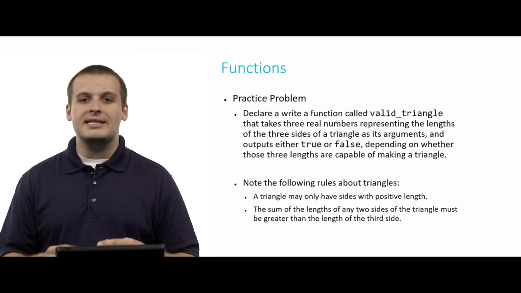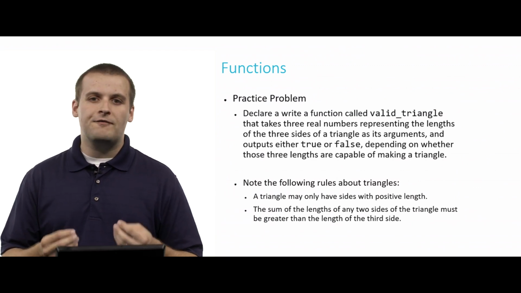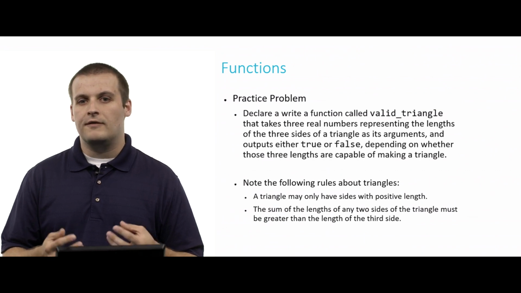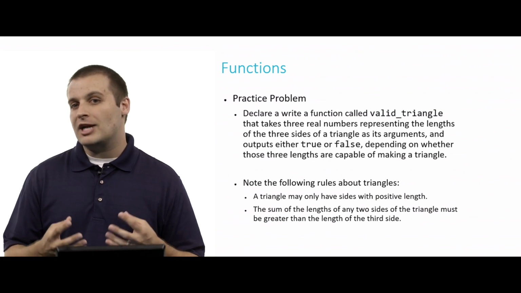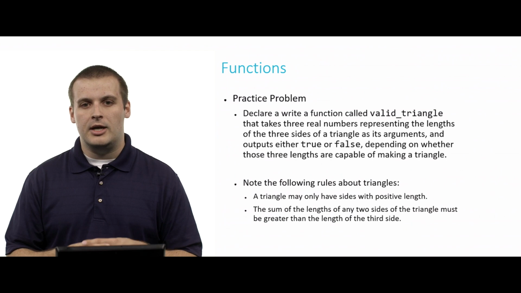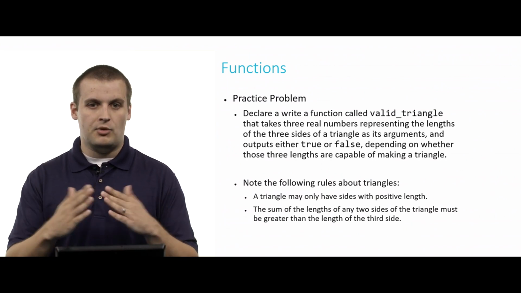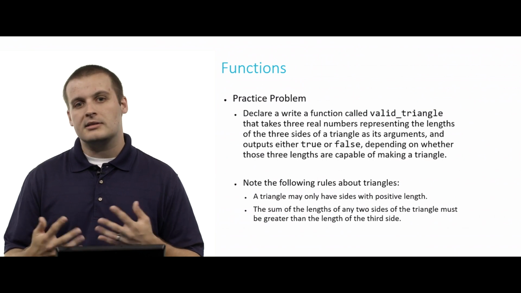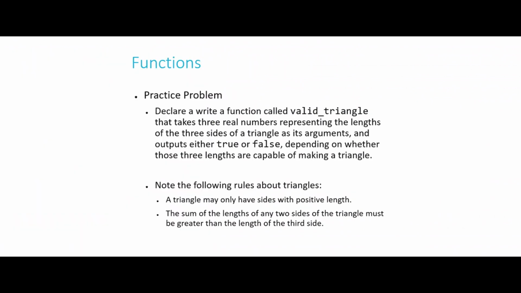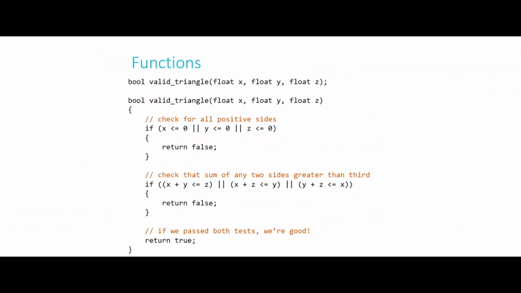So take a couple of minutes and declare and then define this function called valid triangle, such that it actually has the behavior specified here. It will output true if those three sides are capable of comprising a triangle, and false otherwise. Ready to see how you did? Here's one implementation of valid triangle. It's not the only one. Yours might vary slightly. But this one does, in fact, have the behavior that we expect.